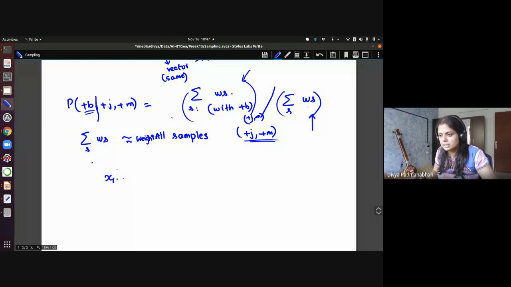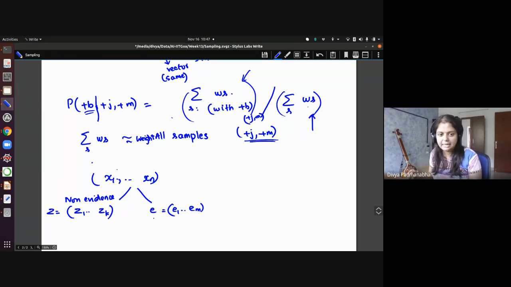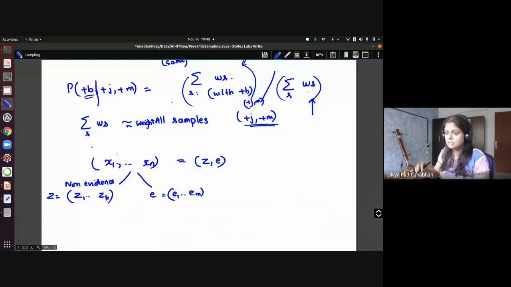Let me write it more properly. x1 to xn is a sample. Out of this, let's take z1 to zk, the non-evidence part of this sample. And there is another part which is E, say e1 to em. Of course, k plus m should be equal to n. So there's a set of two random variables, Z and E, two parts for this sample.